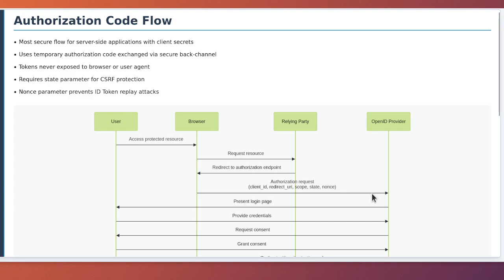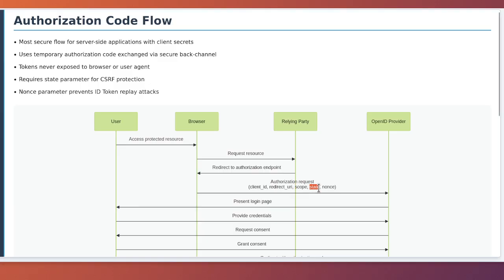The redirect URI specifies where the OpenID provider should send the user after authentication, and this URI must exactly match one of the URIs registered with the provider during application setup. The scope parameter includes OpenID to indicate that OpenID Connect authentication is desired, along with other scopes like profile or email to request additional user information.